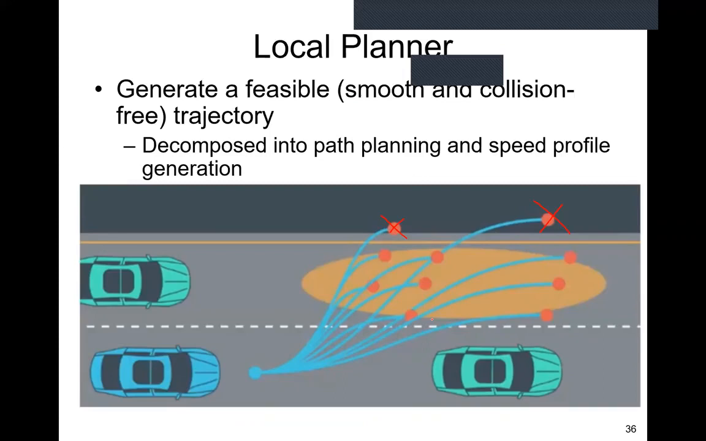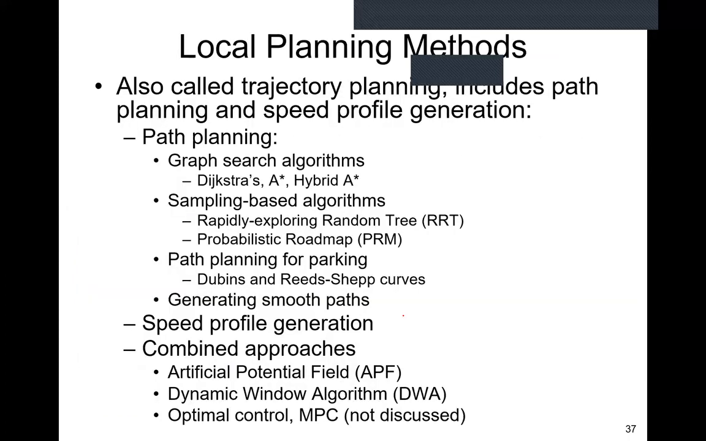So it's decomposed into path planning and speed profile generation. So this shows the path, but actually you should have a speed profile on the path because it determines if the trajectory is safe or not based on the surrounding vehicles' speed. So local planning is also called trajectory planning. It includes path planning and speed profile generation.